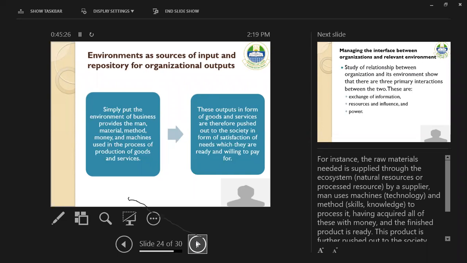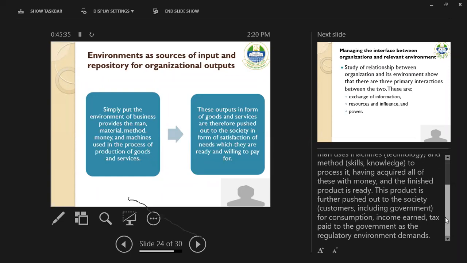Of course, you turn it to them as a form of satisfaction, all right? And they will pay because they'll be willing to pay and they have the money to pay. So that is the environment as source of input and environment as repository for organizational outputs. The environment gives you, and you push out what you have also to the environment. That is the way it works.